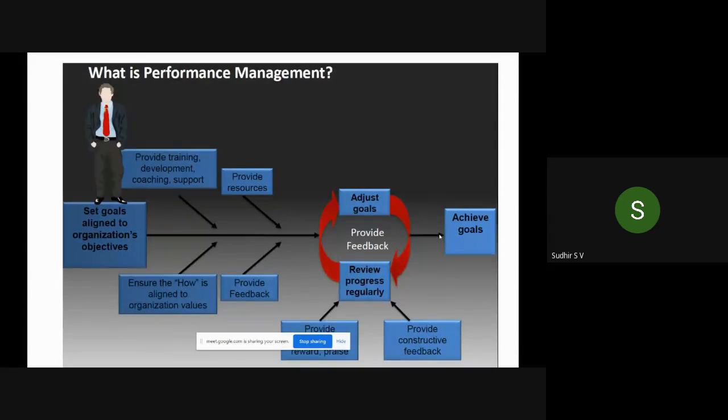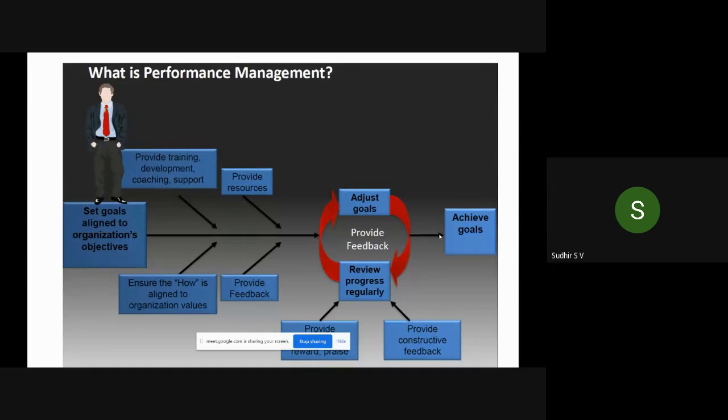What is performance management? I'm going to run you through the performance management process itself now. So the performance management steps start once the employee is available, at the beginning of the year.